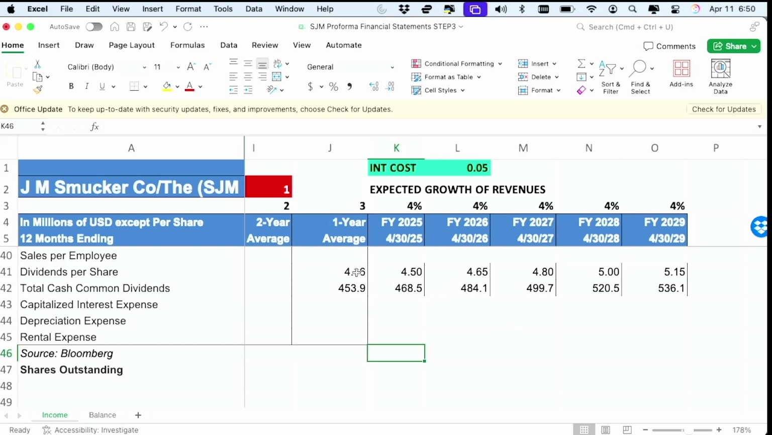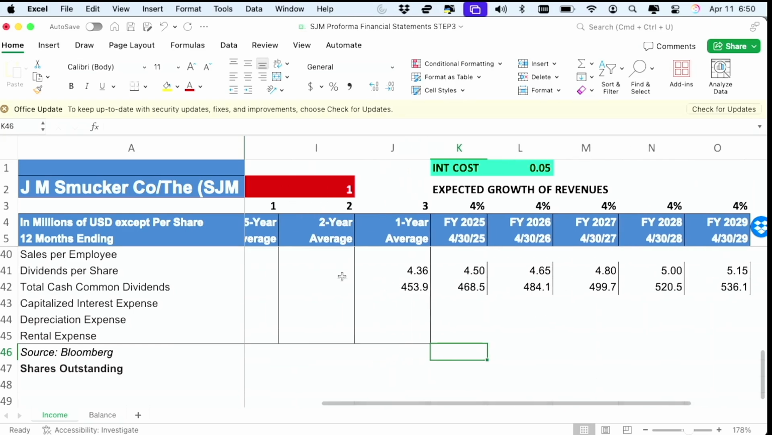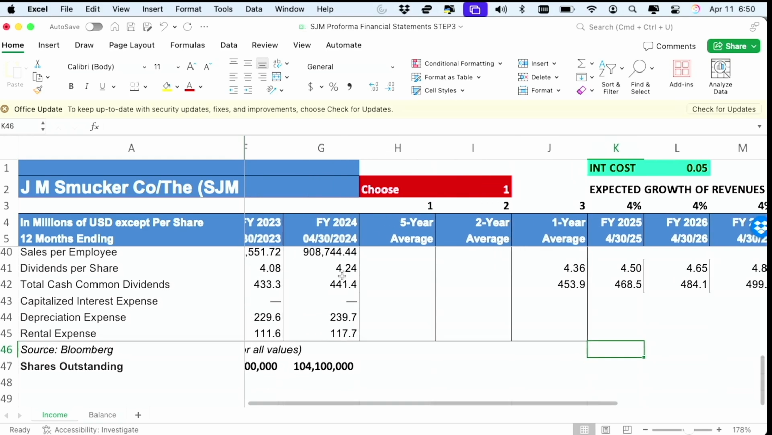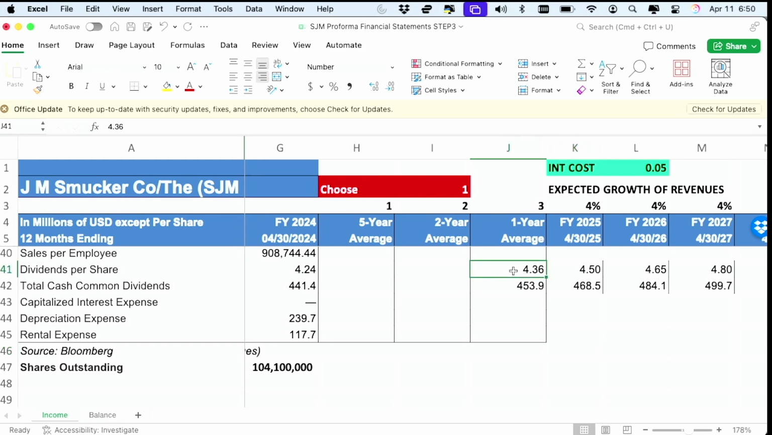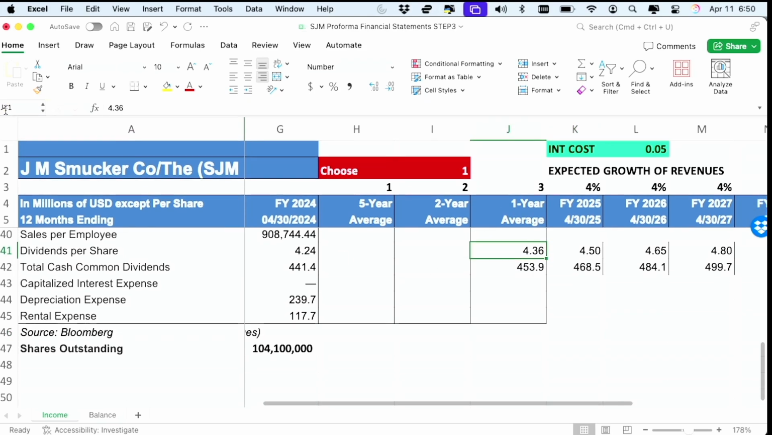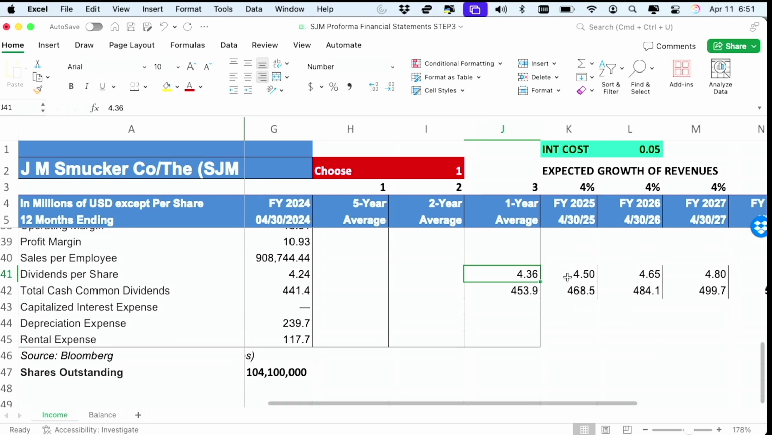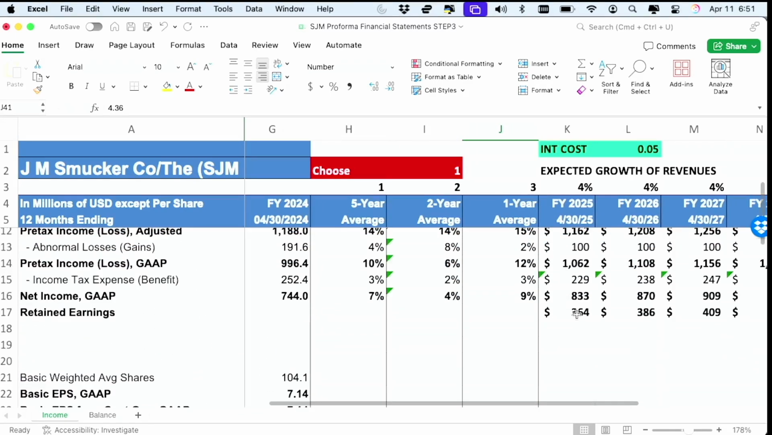Sorry, I was in the wrong column here. Not sure why, I haven't looked at this spreadsheet recently. I apologize. I'm not sure why these are here. I don't think these need to be here. So let me come back up to here.